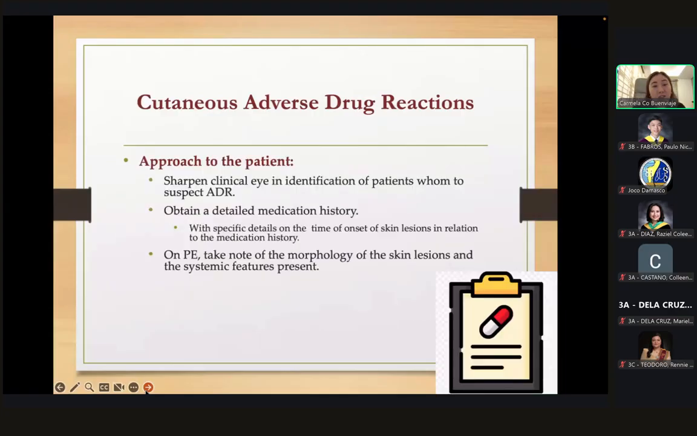So, in approaching the patient, we should sharpen our clinical eye in identification of patients whom we suspect of adverse drug reactions. If we do suspect, we should obtain a detailed medical history with specific details on the time of onset of skin lesions in relation to the medication history. On PE, we should take note of the morphology of the skin lesions and the systemic features that are present.